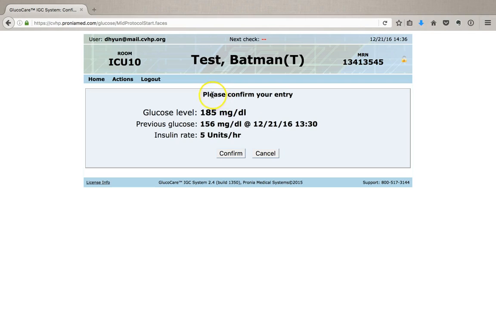Okay, so at this point, we're going to confirm our entry. So our current glucose, which was done recently, immediately before we were ready to put the patient on the protocol. We have the previous blood sugar, which was 156, and that was about an hour ago. And we had the previous drip rate, so we confirm.